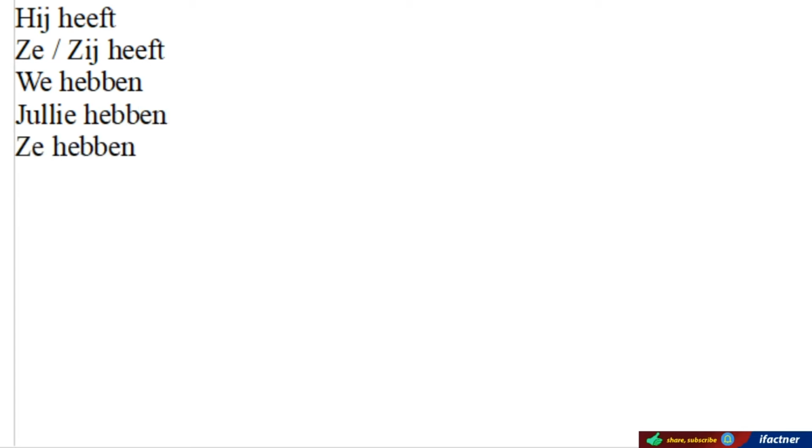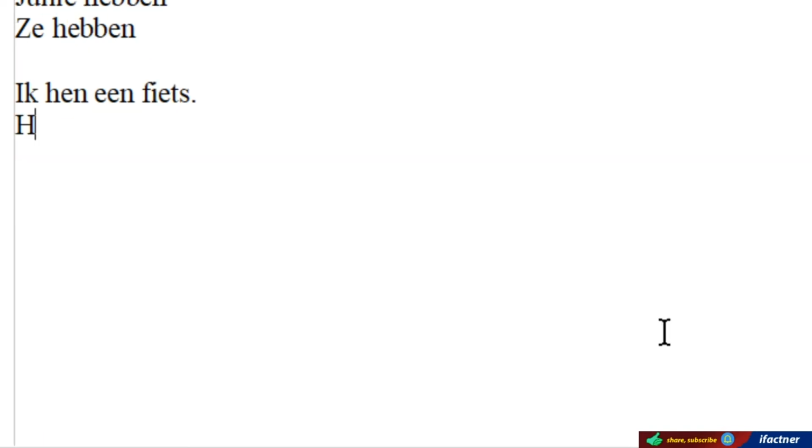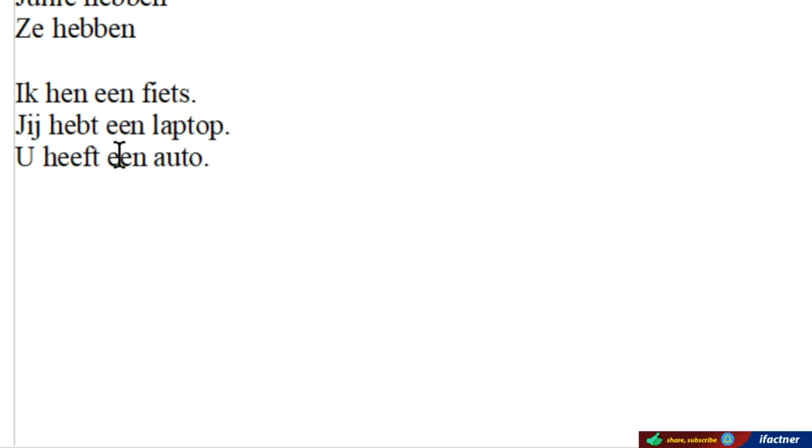For example, ik heb een fiets. I have a bicycle. Jij hebt een laptop. You have a laptop. If I want to show some respect, then I can say u heeft een auto. Een auto. And so on and so forth.